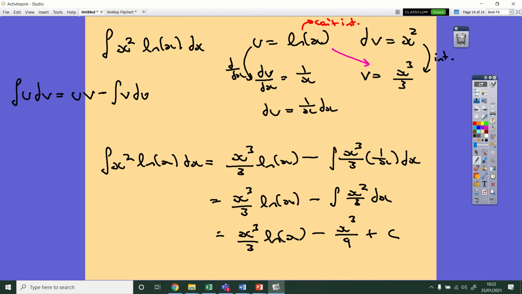Okay, let's see some more examples. You're welcome to skip through these and look through them in your own time, but I'm going to do as many as I can to cover as many bases as possible. Right, next we've got the integral of x squared e to the x dx.